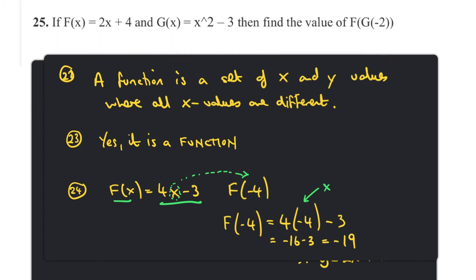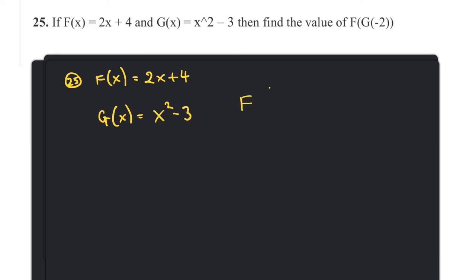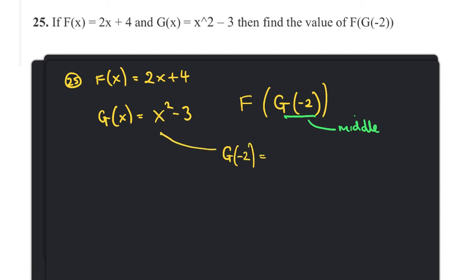And question 25, we've got that f of x equals 2x plus 4, and g of x equals x squared minus 3, and the question says find fg of negative 2. So we always start in the middle. Whether you remember this, the middle, we do that bit first, and we find g of negative 2. So what is g of negative 2? Well, it means go to function g and replace x with negative 2. So we get negative 2, put it in a bracket because it's squared, minus 3. And we know that negative 2 squared is 4, minus 3 is 1. So the bit here is 1.